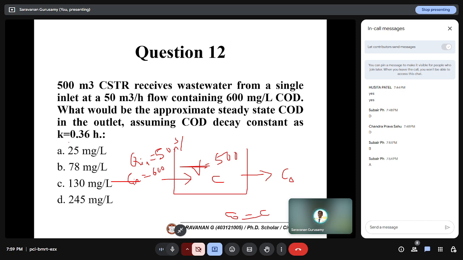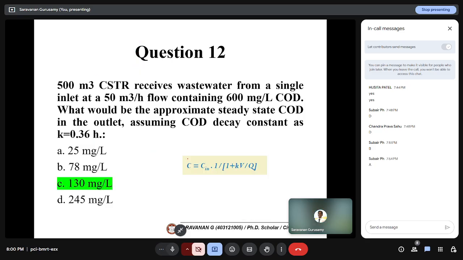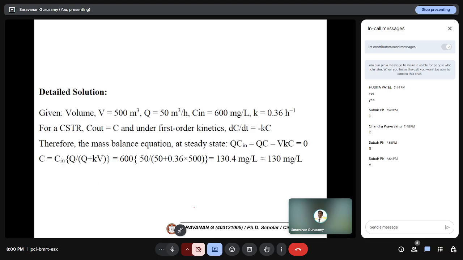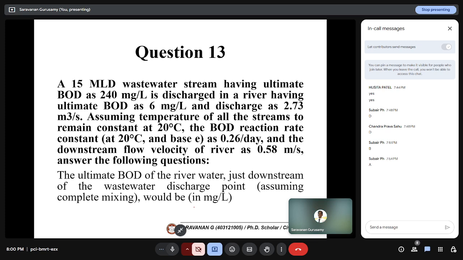Assuming the COD decay is 0.36. So what is the formula for CSTR? C equal to C in into 1 by 1 plus KV by Q. This is the formula, right? So K is given, volume is given, Q is given, C in is given. So we can find the C out or C inside the tank. Both are the same, right? Use this formula. You got the formula? Yes.